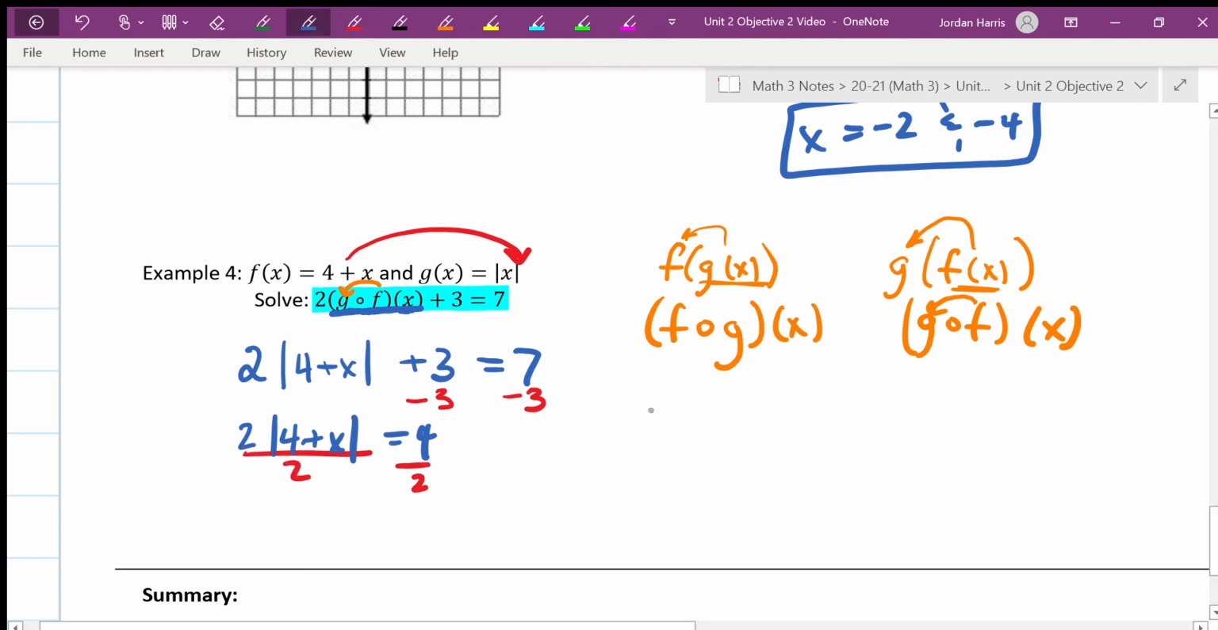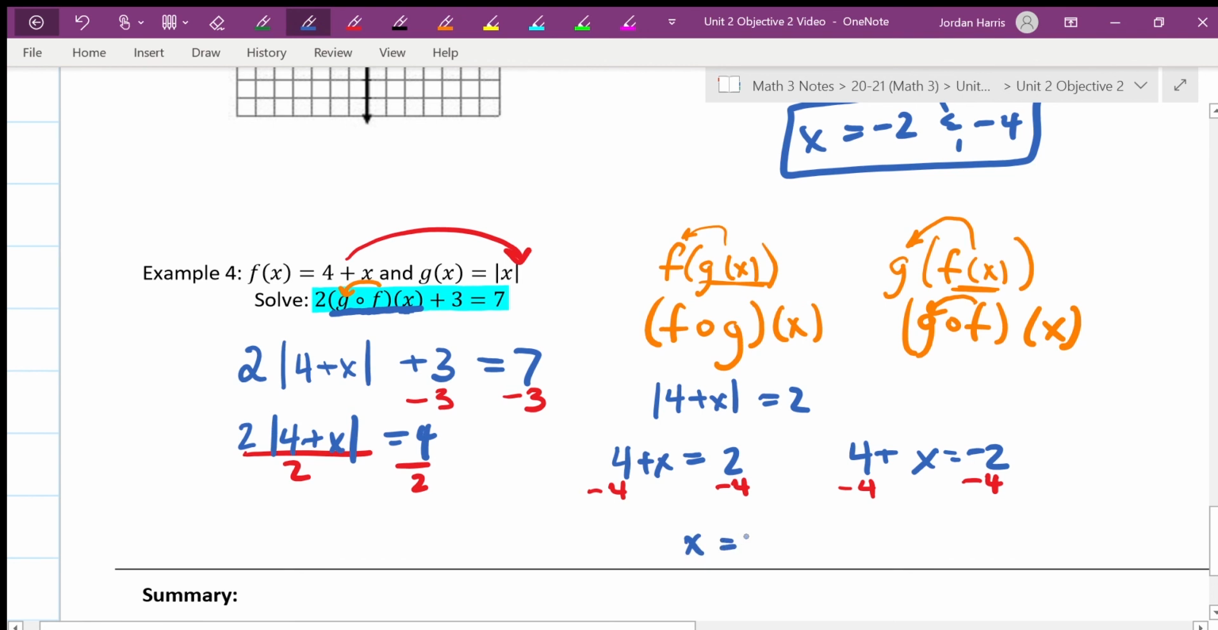Solving, I get absolute value of 4 plus x equals 2. This is positive, so set up my two equations. 4 plus x equals 2 and 4 plus x equals -2. Subtract 4 from both sides on all of it, and I get x equals -2 and -6. Done. We got it.